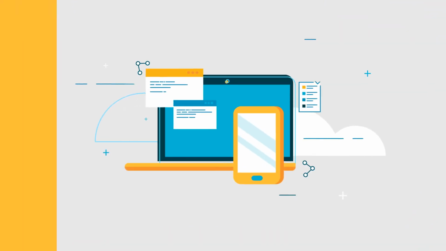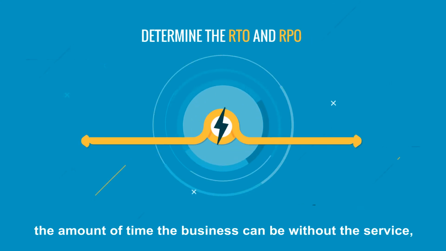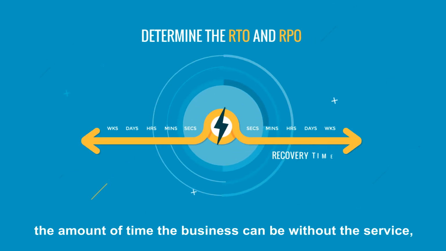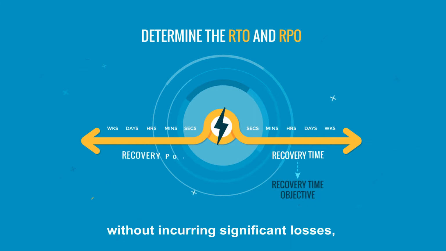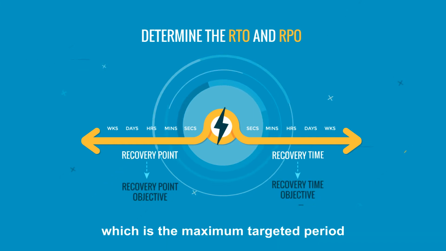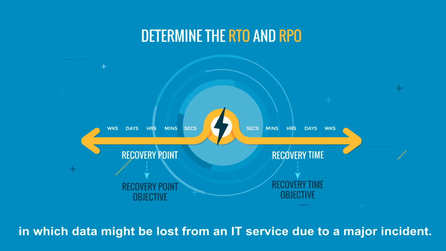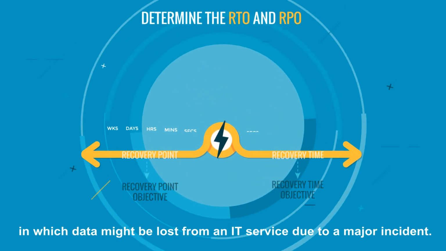Identify critical assets and determine the RTO, the amount of time the business can be without the service without incurring significant losses, and the RPO, which is the maximum targeted period in which data might be lost from an IT service due to a major incident.